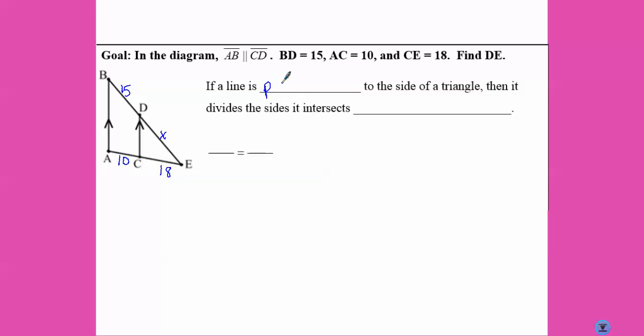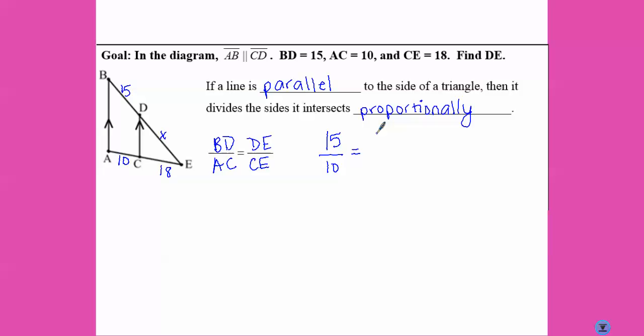If a line is parallel to the side of a triangle, then it divides the side it intersects proportionally. So that means that BD over AC would equal DE over CE. So the piece on the top over the piece at the bottom, piece at the top over the piece at the bottom. So 15 over 10 would have to equal X over 18.